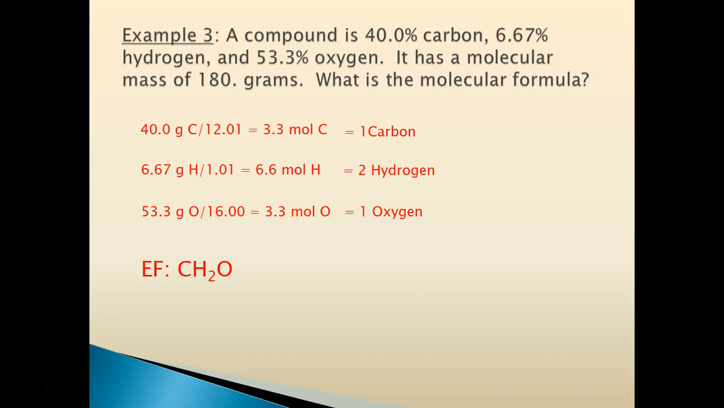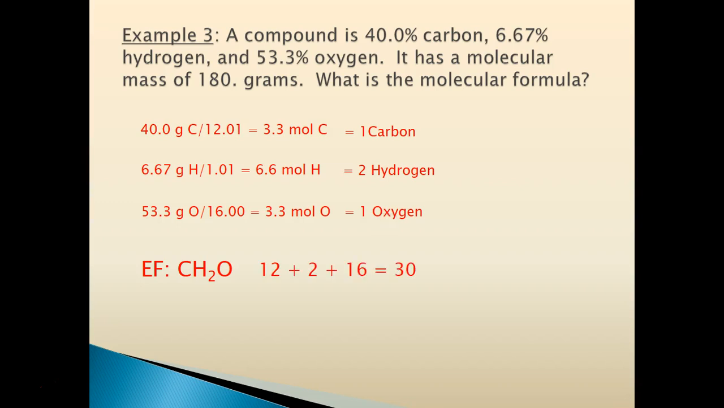So now I have to figure out what the molecular formula is. To do that, I have to look at the mass of the empirical formula. If I have an empirical formula and I double all of the subscripts, I'll be doubling the number of each atom, so I'll double the mass. If I triple all the subscripts in the empirical formula, I'll triple the mass. So I have to see how many times bigger the molecular formula is than the empirical formula. So I'm going to add up the mass of the empirical formula.